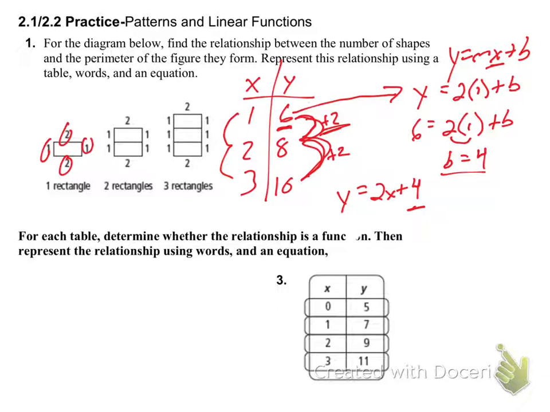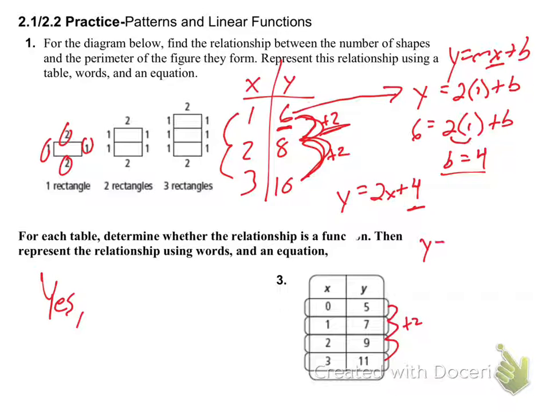All right, for each table, determine whether the relationship is a function, then represent the relationship using words and write an equation. So we have to look at the x's first. None of them repeat, so yes, it's a function. And then each time is 2 plus 2 plus 2. So each time is plus 2.